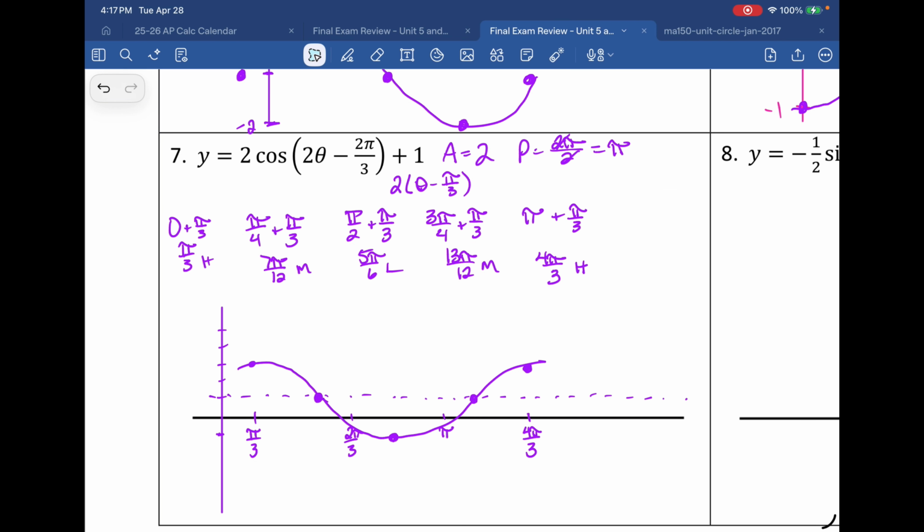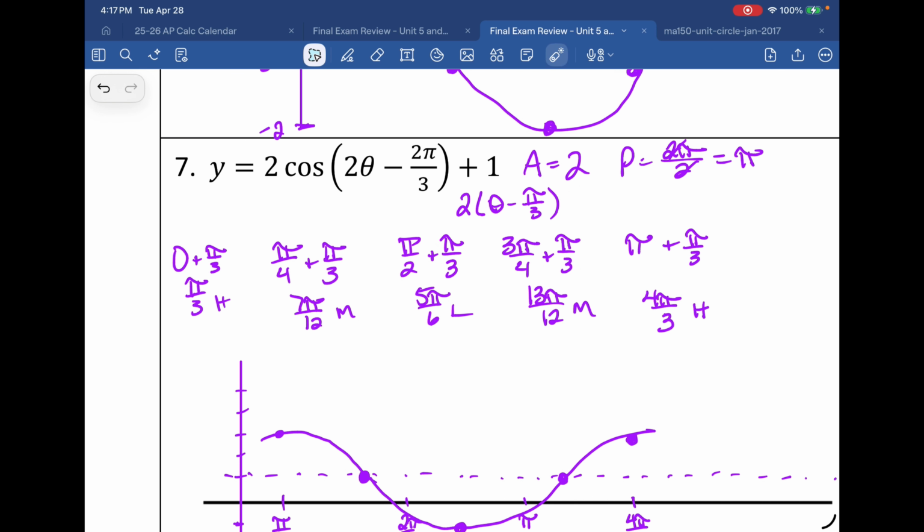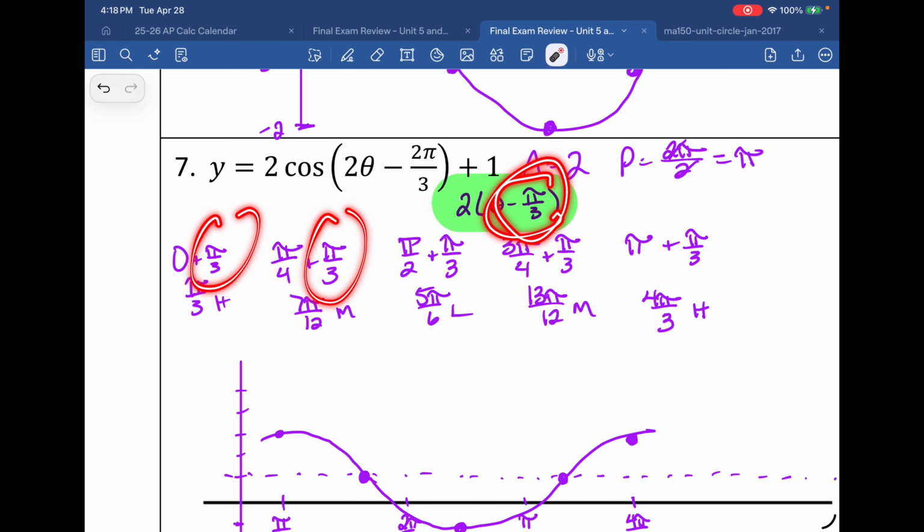Okay, this one was sort of terrible as well. Amplitude, midline, y equals 1. I factor the 2 out, so when I factor that 2 out, we get this. Again, use Desmos, so I'm going to show you that. So I'm getting this. All right, so that means for the period, we take 2 pi divided by 2, which is pi. Phase shift is right pi over 3, so we're adding pi over 3.